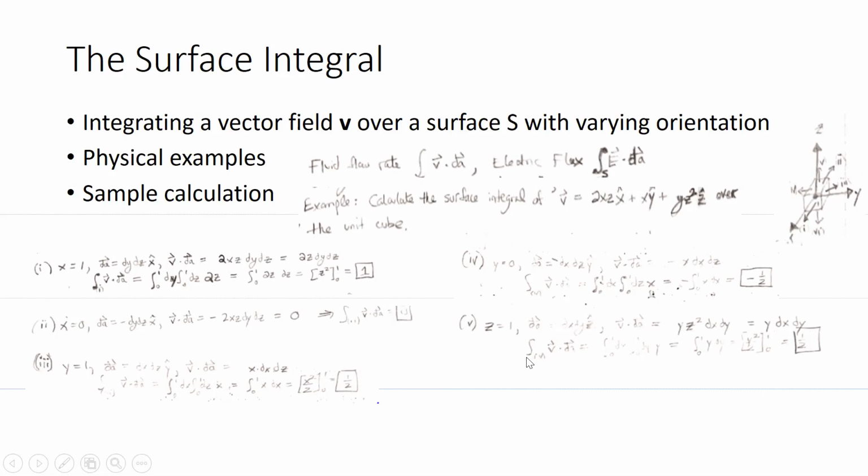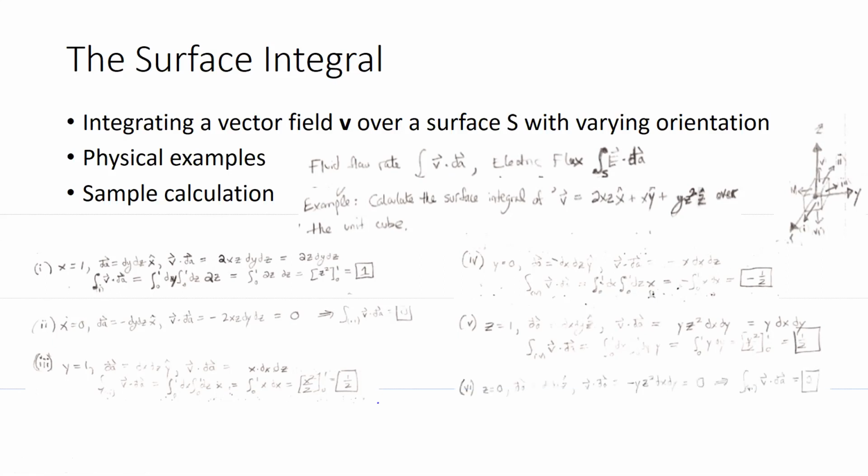Now we can integrate over side 5 v dot dA. That would be the integral from 0 to 1 dx times the integral from 0 to 1 dy, times our integrand y. Again, sorry, that's a little bit light. The integral from 0 to 1 dx is just 1. The integral from 0 to 1 y dy is y squared over 2, evaluated from 0 to 1, so that's 1/2.